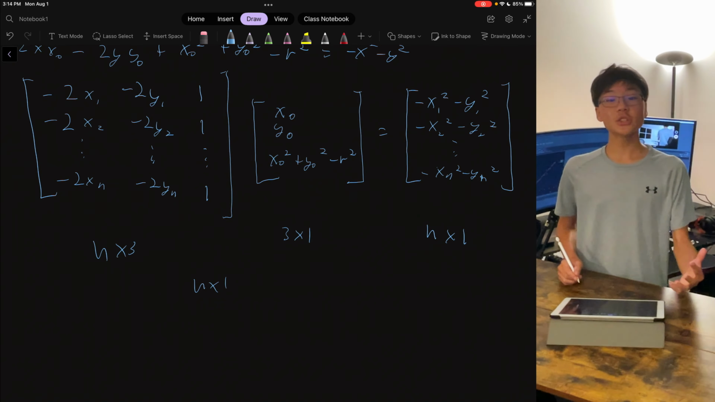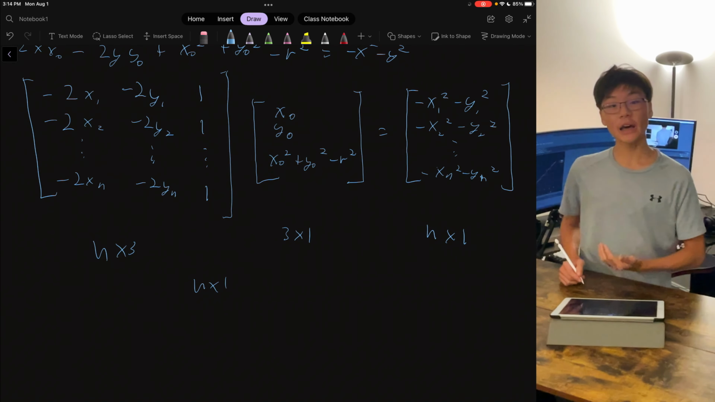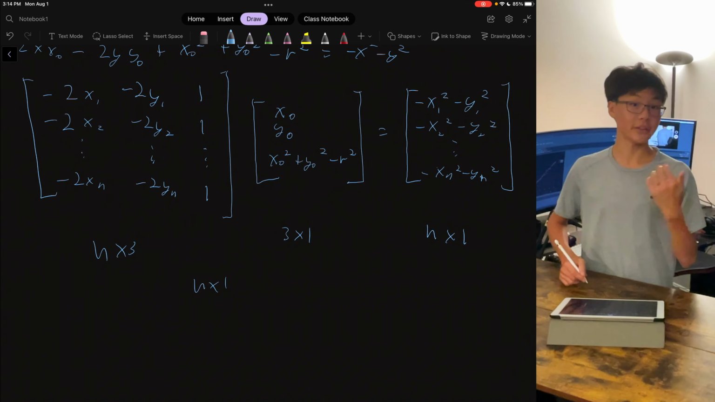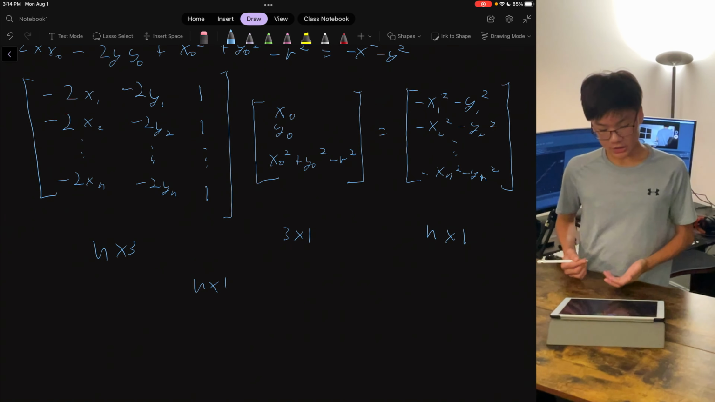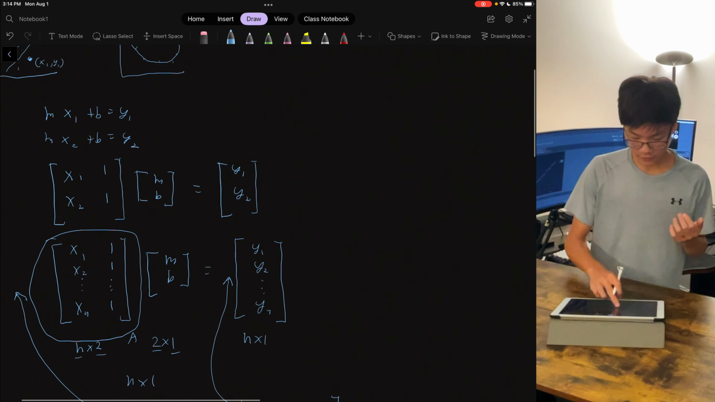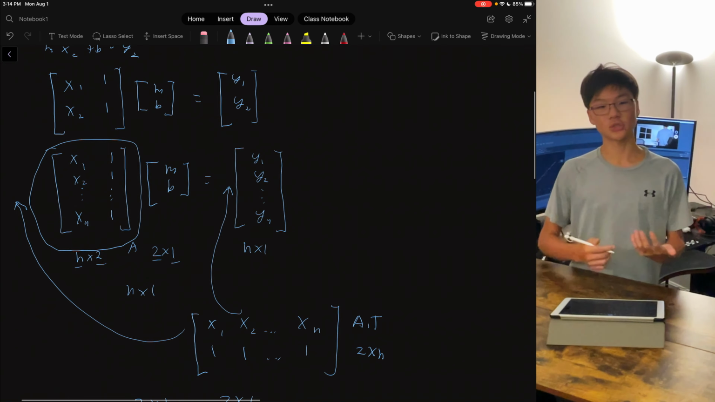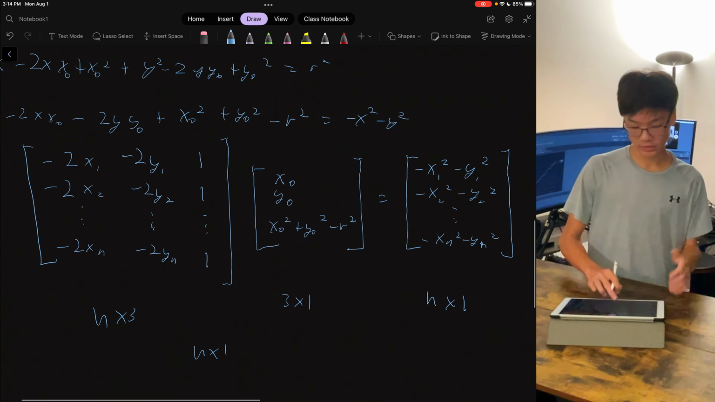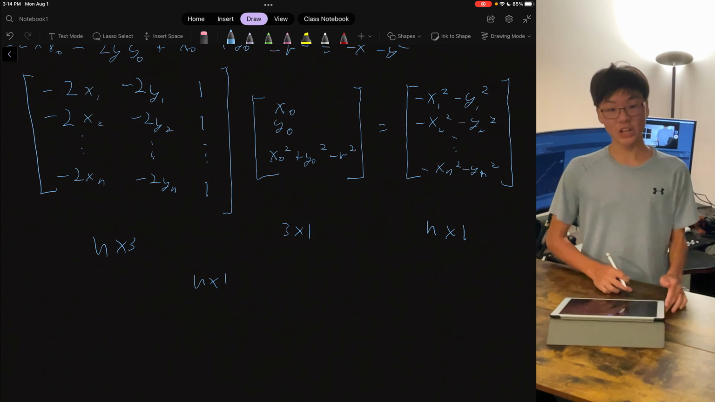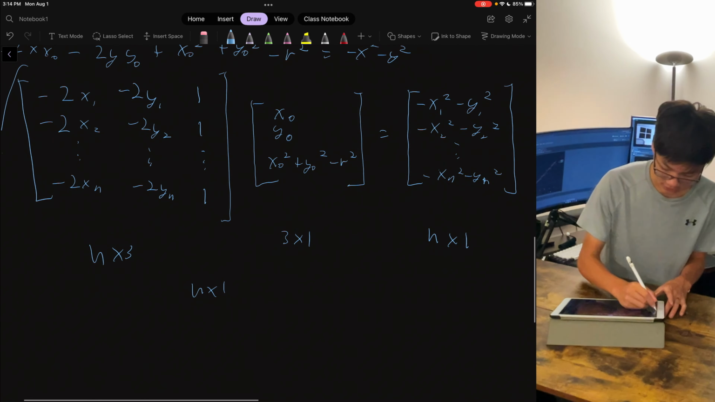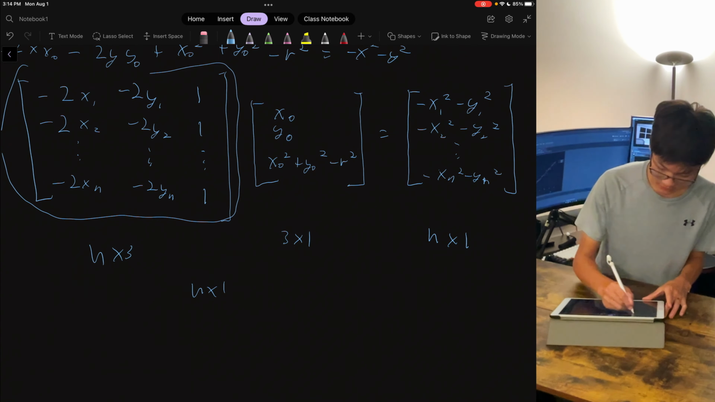So now we have n equations and 3 unknowns, but we want to have 3 equations and 3 unknowns. To do this, we could do what we just did previously for traditional linear regression, by taking the transpose of this design matrix right here. This one right here, we're going to call A.